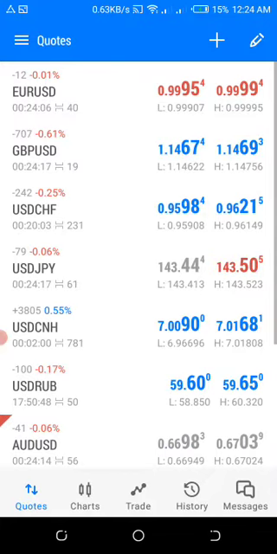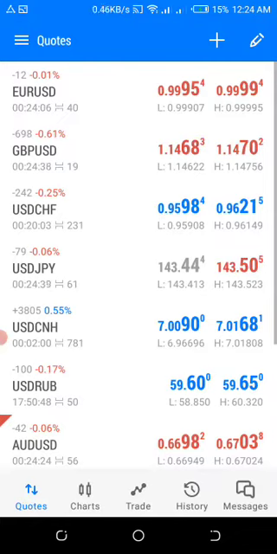Now, what is a spread? It is very simple. Spread is just the cost that you pay to the broker for you to trade, but you don't pay directly. For example, when you place a trade, your trade will start in a negative form.